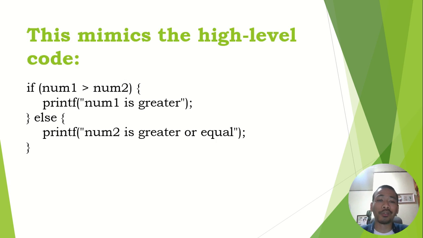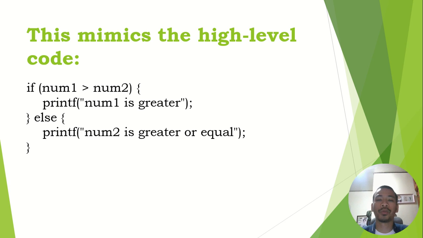So this mimics the high-level code in other programming languages. This is our logic. For example, in C or other programming languages that you are familiar with: if num1 is greater than num2, printf "num1 is greater" if it is true, and if it is false, or else, printf "num2 is greater or equal". It means that num2 is greater than or equal to num1. This is one example of mimicking high-level code.